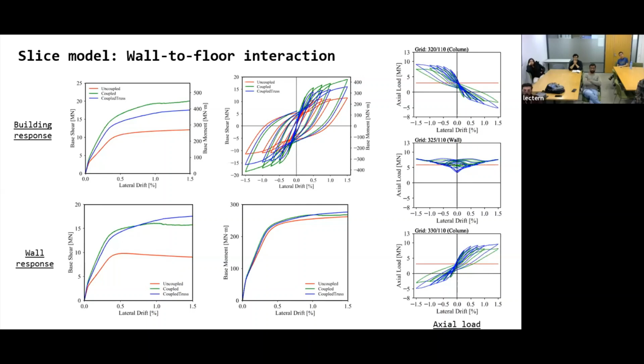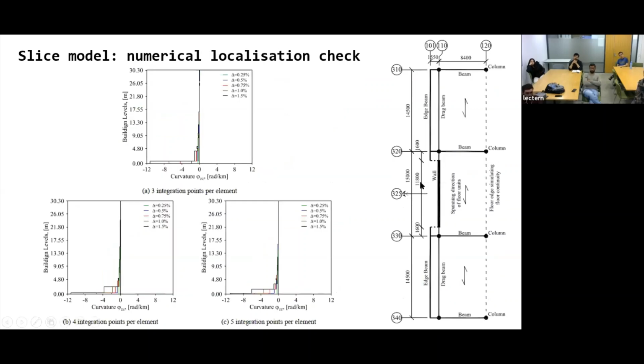And then on the right-hand side is the axial load variation of the columns. Those are the columns: that column, the wall, and that column, in the same order.